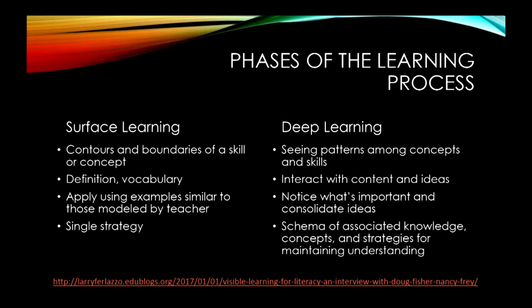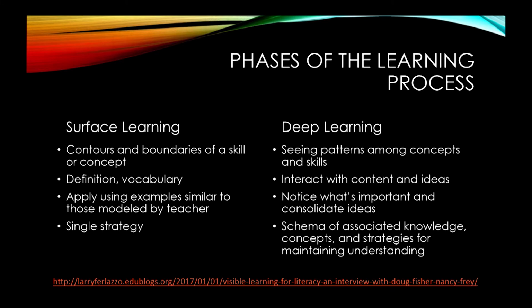All right, let's talk about some phases of the learning process. We have surface learning, deep learning, and then the transfer of learning from surface to deep. Surface learning is the contours and boundaries of a skill or concept. It's the definition or vocabulary, applying, using examples similar to those modeled by the teacher. And it's usually a single strategy.